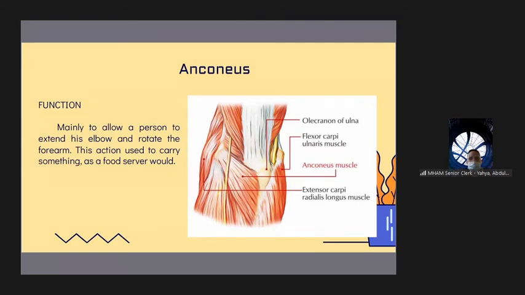It arises from the lateral epicondyle of the humerus and has a wide attachment on the posterior lateral surface of the olecranon. Mainly, its function is to allow the person to extend the elbow and rotate the forearm. This action is used to carry something, as a food server would. Next slide.